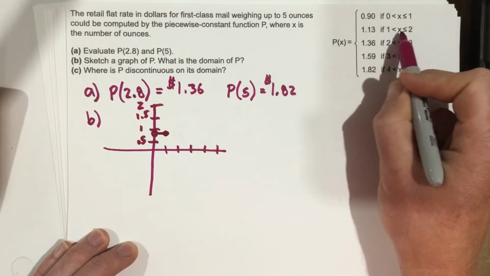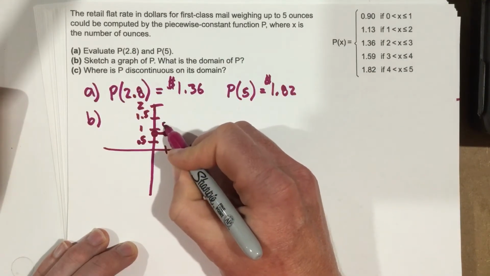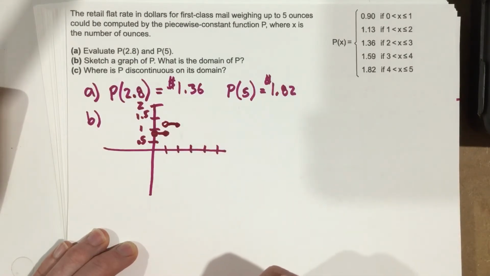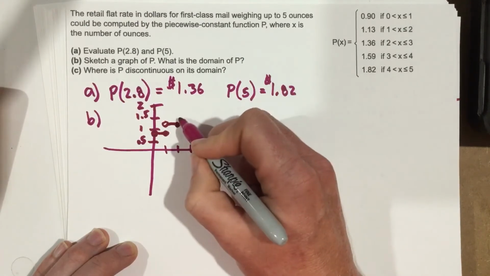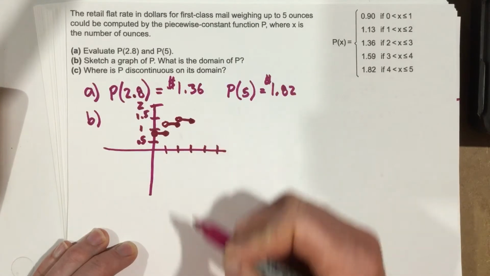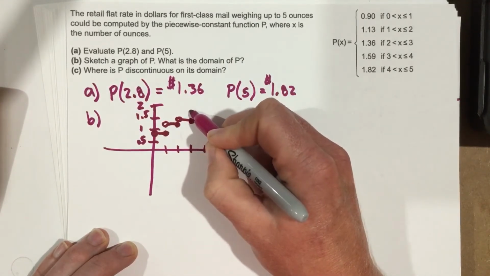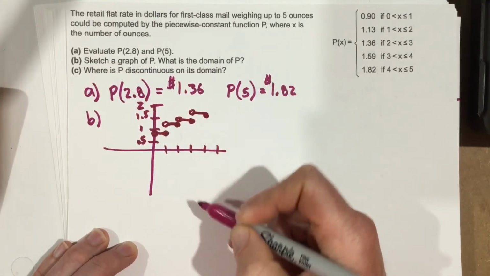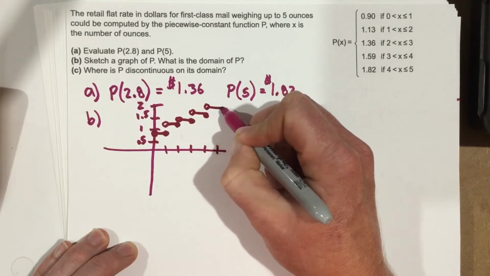From 1 to 2, it's going to be $1.13. Again, open dot here. Closed dot here. $1.36 from 2 to 3, so that's right here to here. $1.59, so that's right here, there. And finally, we're close to almost $2. We'll go open dot here.